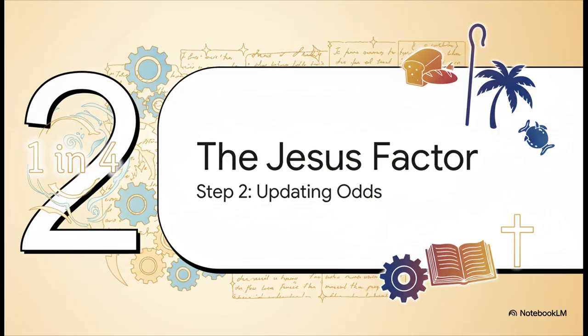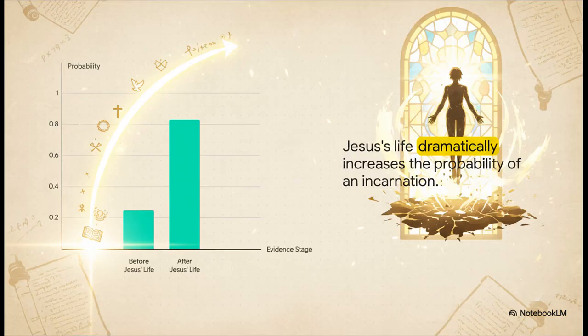Okay, now things get interesting. We've got our abstract 1 in 4 chance of an incarnation. Now it's time to introduce our first huge piece of new evidence, the life of the historical Jesus of Nazareth. And let me tell you, this is where the numbers really start to move. And wow, check this out. This is the power of Bayes' theorem in action. According to Swinburne's argument, the probability that Jesus was this incarnation rockets from just 25% all the way up to 83%. That's a massive jump.